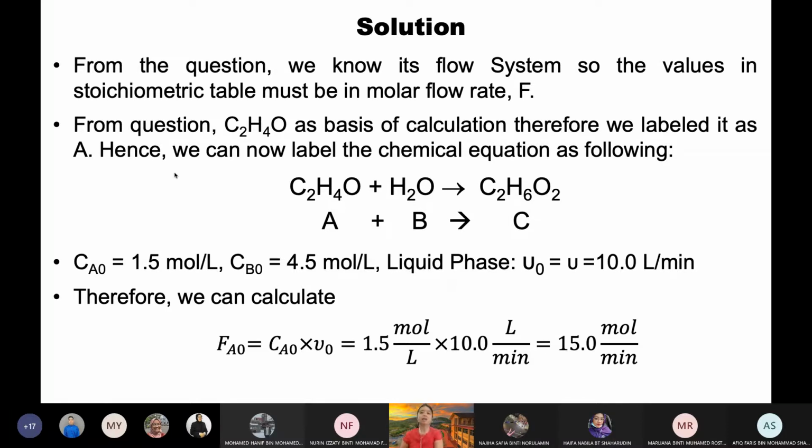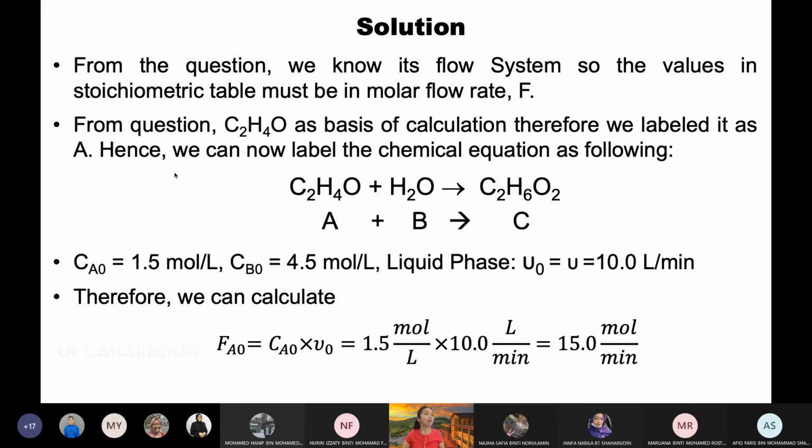Kalau flow reactors, dia mesti dalam bentuk molar flow rate, or to be more exact, initial molar flow rate of A. Selagi kamu tak tahu initial molar flow rate of A, kamu janganlah buat table tu. Confirm the entire table will be wrong if you do not have initial molar flow rate of A. So kamu boleh agak kan, kalau initial molar flow rate of A, dia mestilah mole per time.